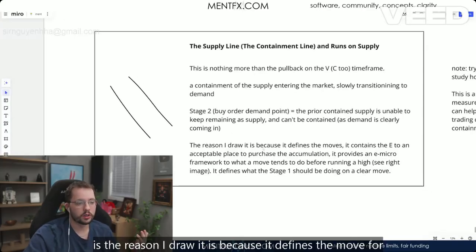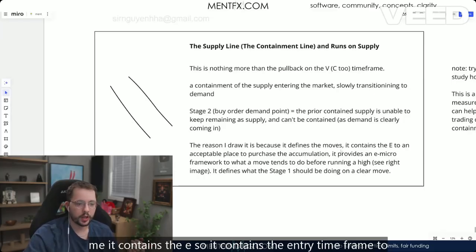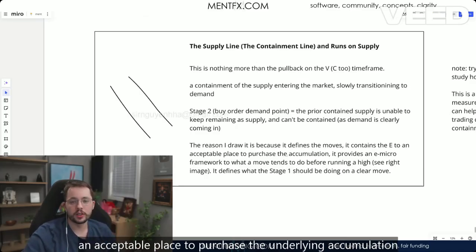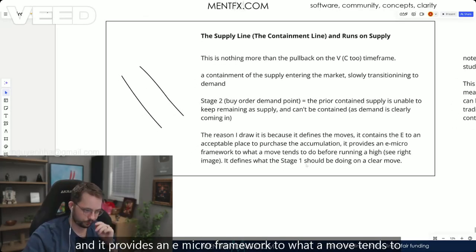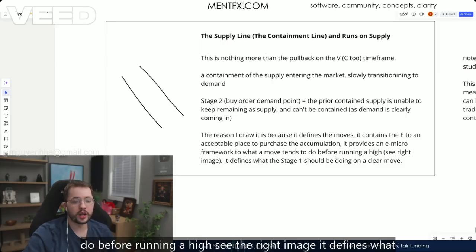So here it is. The reason I draw it is because it defines the move for me. It contains the entry time frame to an acceptable place to purchase the underlying accumulation. And it provides a micro framework to what a move tends to do before running a high. See the right image. It defines what the stage 1 should be doing on a clear move.